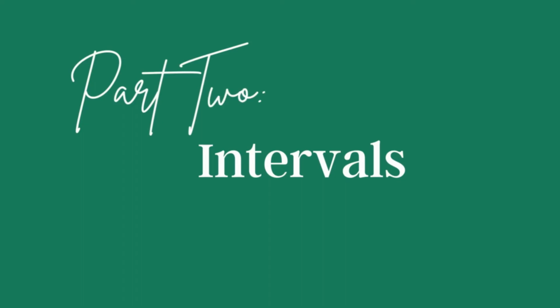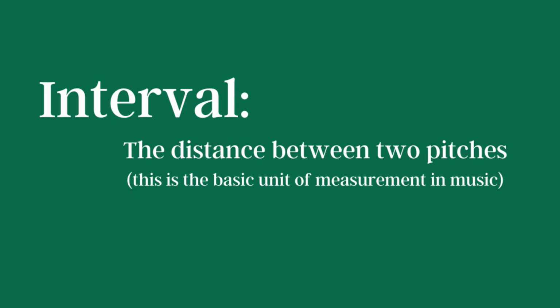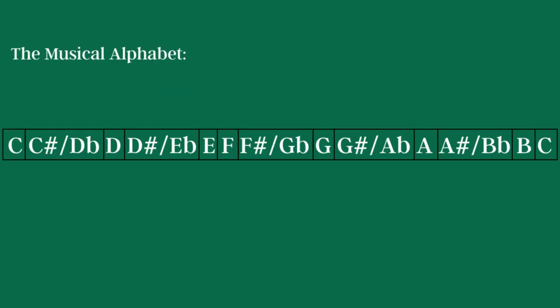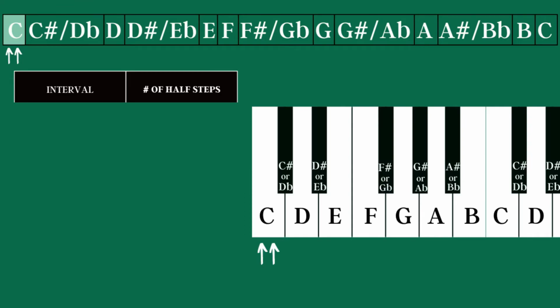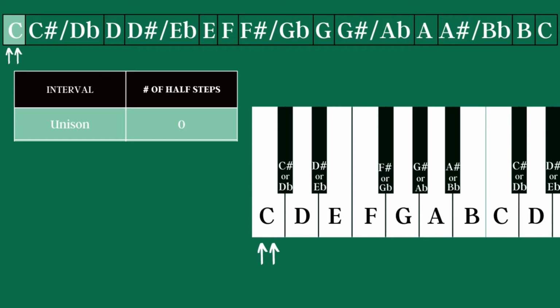Let's jump back to intervals for a second. Again, intervals are the unit of measurement in music. Let's look at our musical alphabet again, this time starting on C. My first interval, which really isn't an interval at all, is called unison. This is the same pitch played twice. So here is a unison interval starting on C.